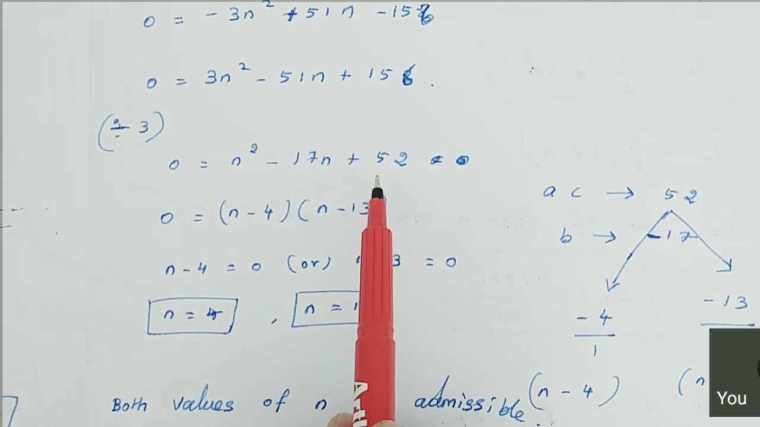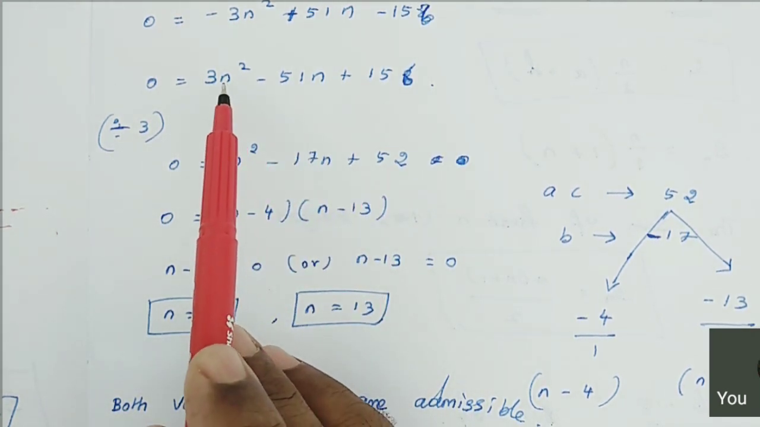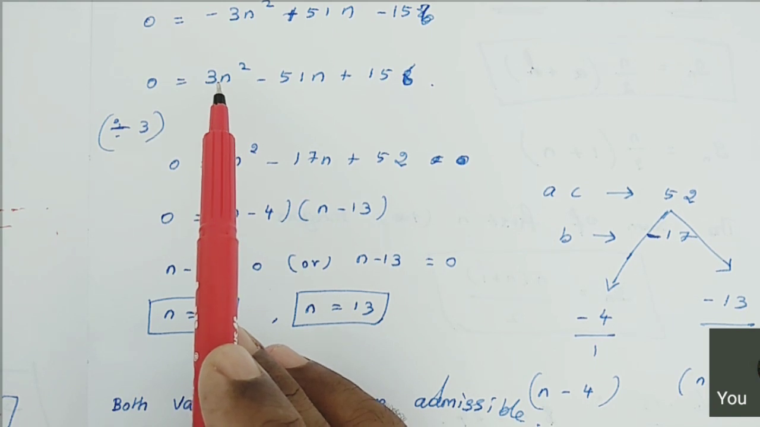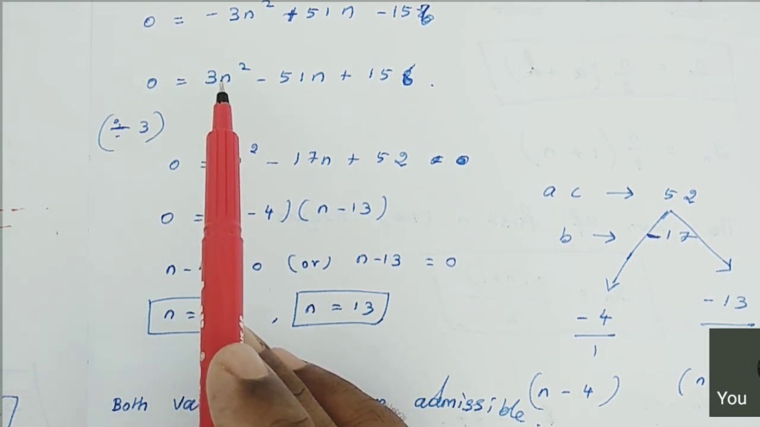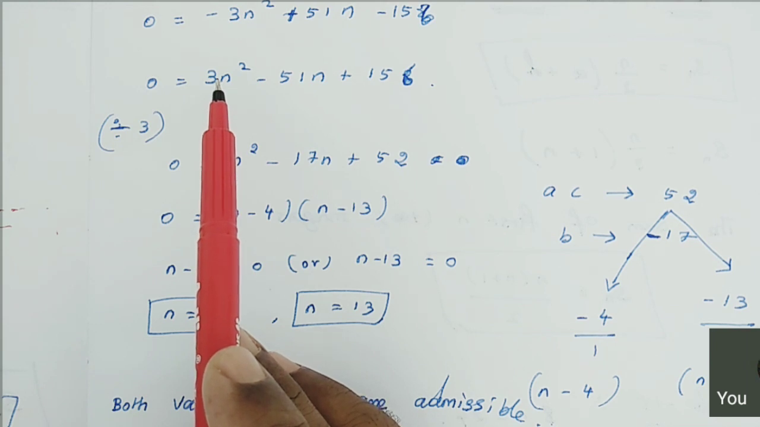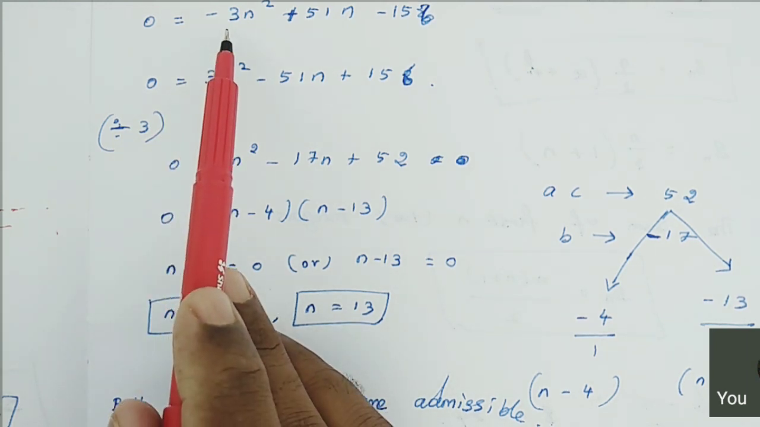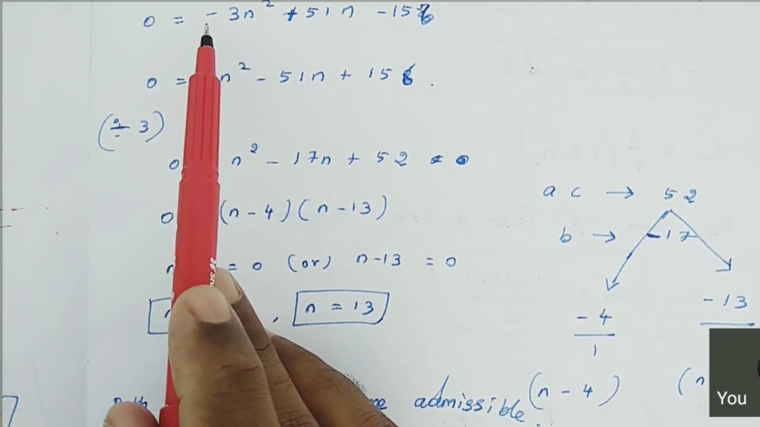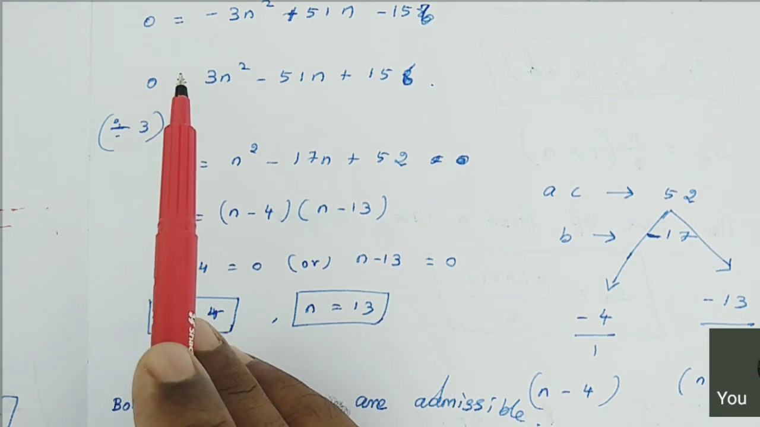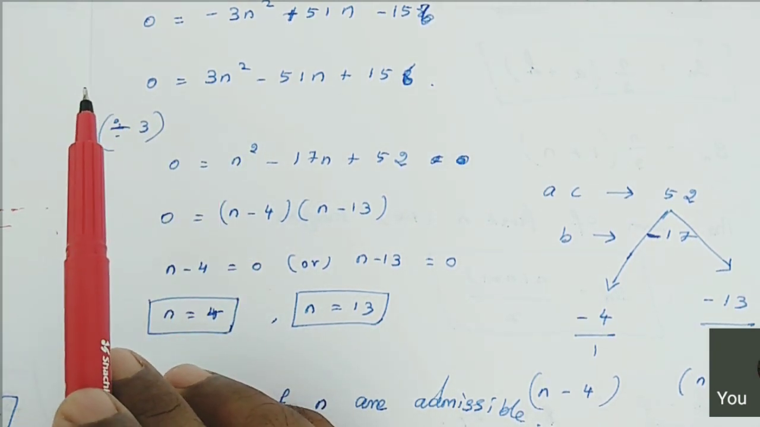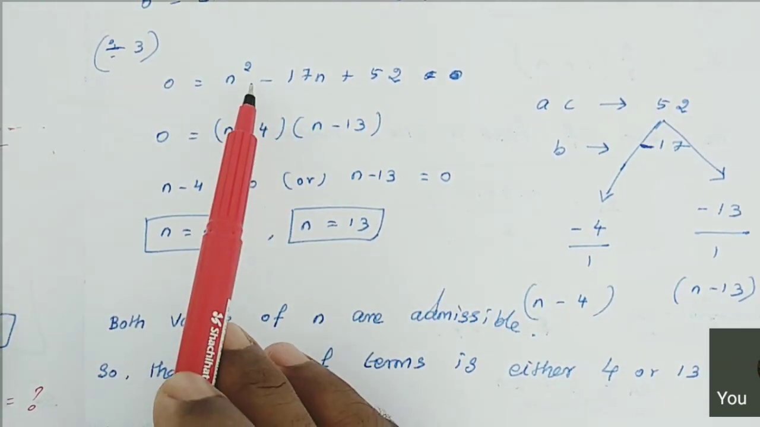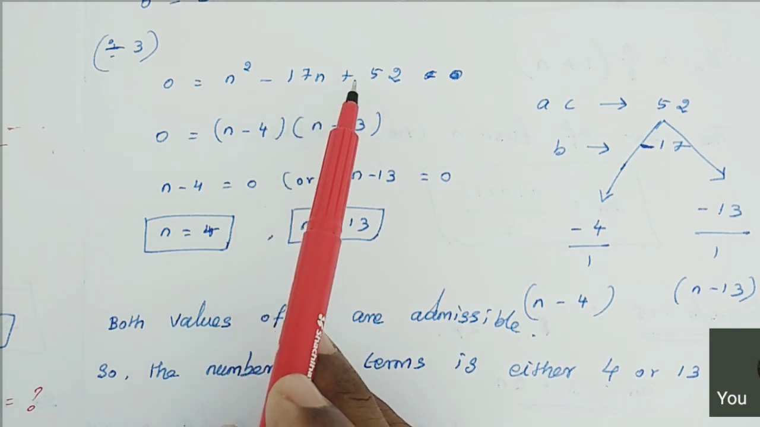Because in the standard form of a quadratic polynomial or quadratic equation, the coefficient of x squared should be positive as well as 1. Clear? Here the n squared value was negative, the coefficient of n squared was negative. So for the standard form purpose, we convert it into positive, so we multiplied minus on the entire equation. Clear? Okay, now next, n squared minus 17n plus 52.